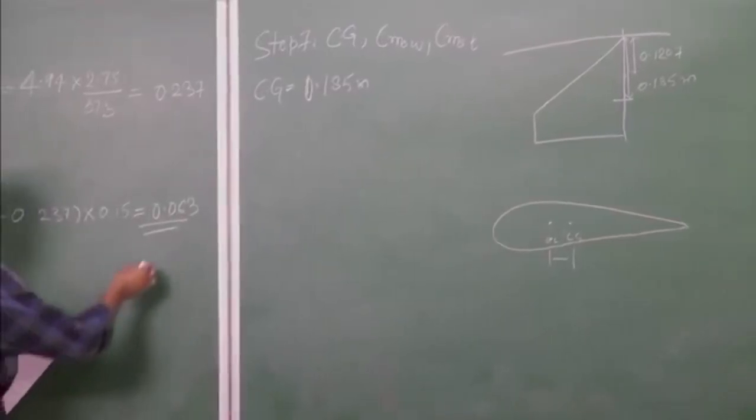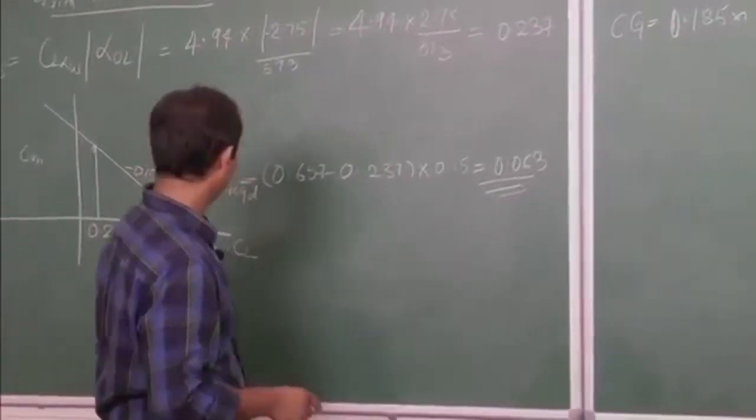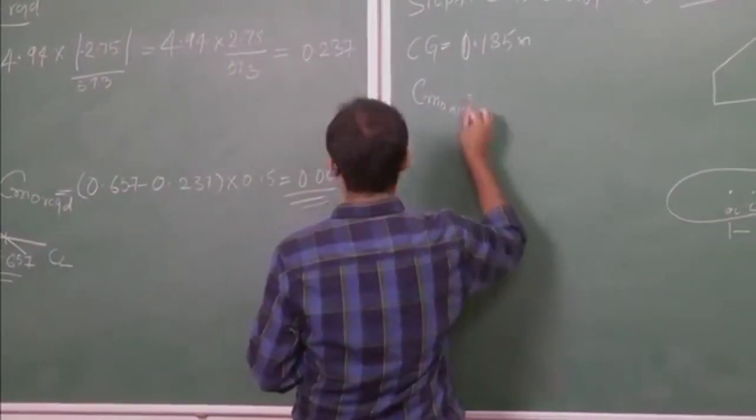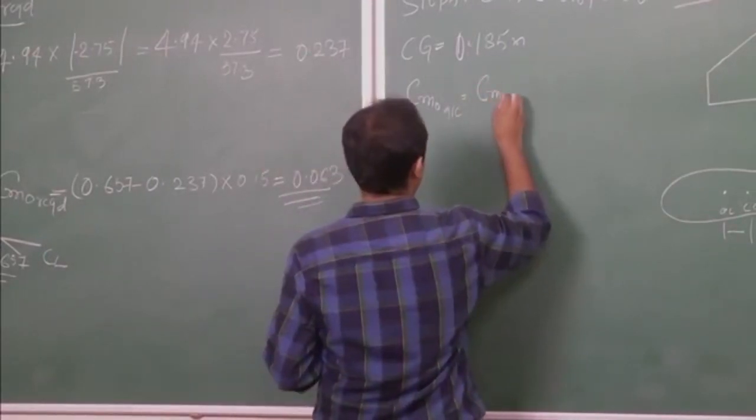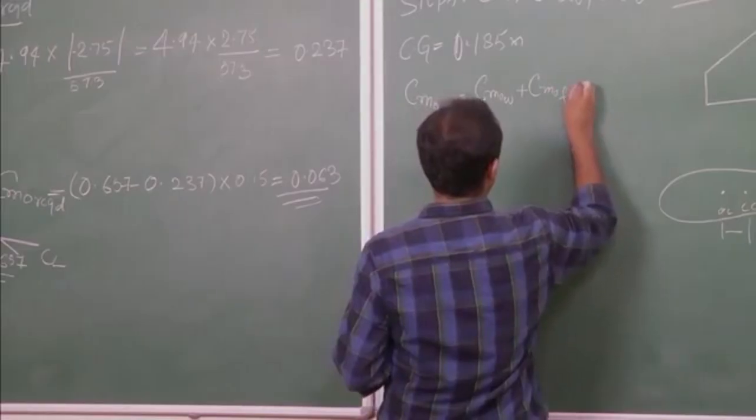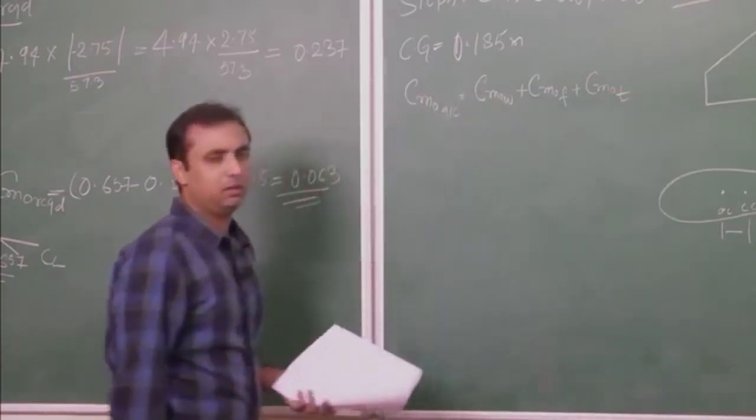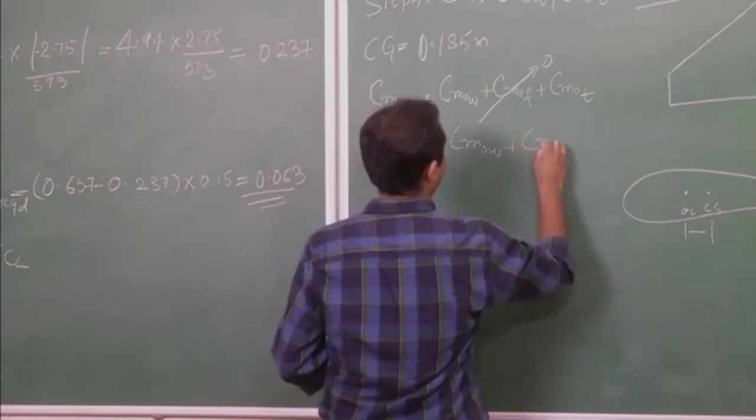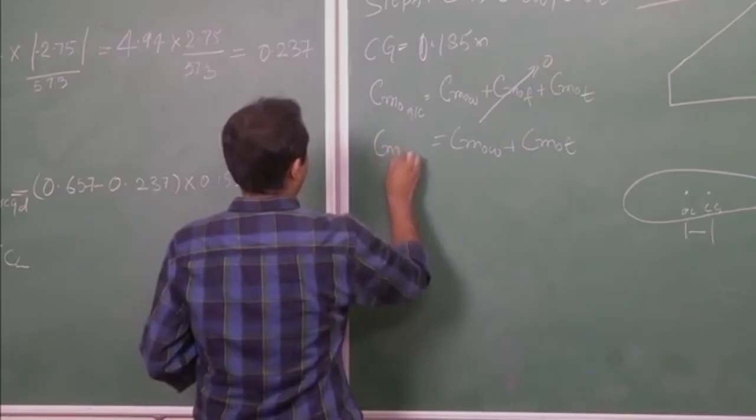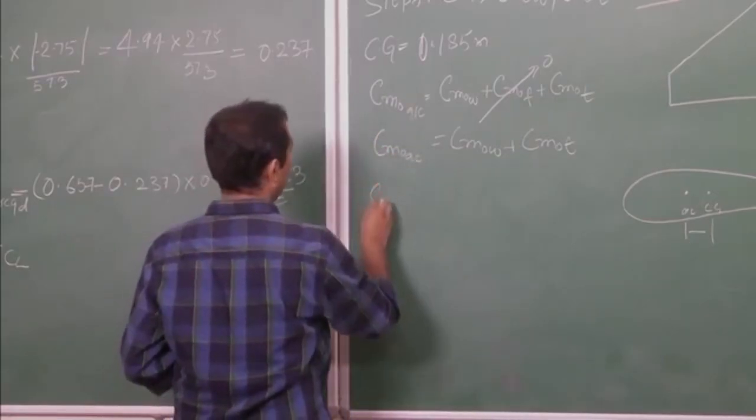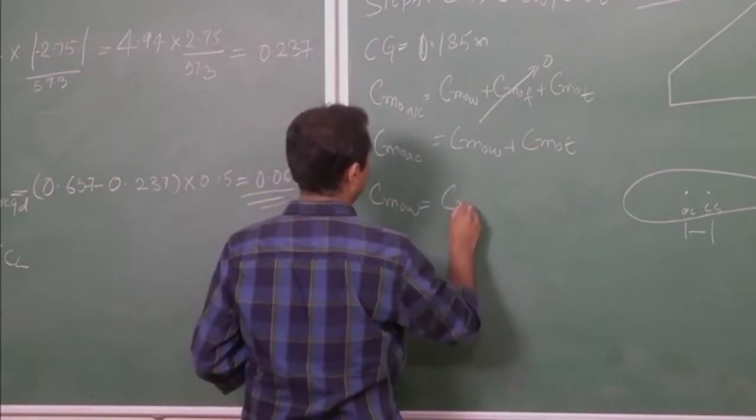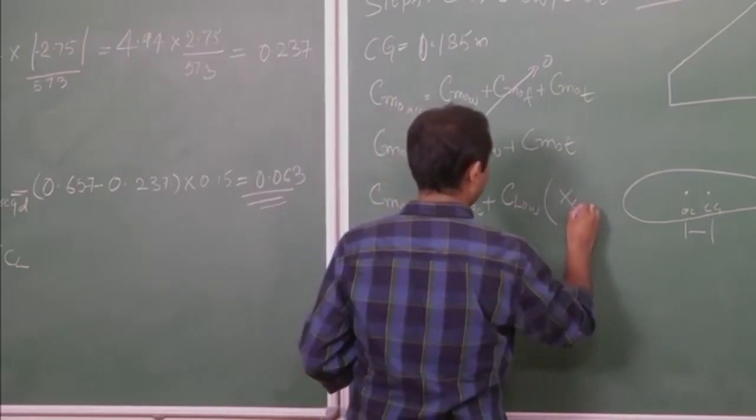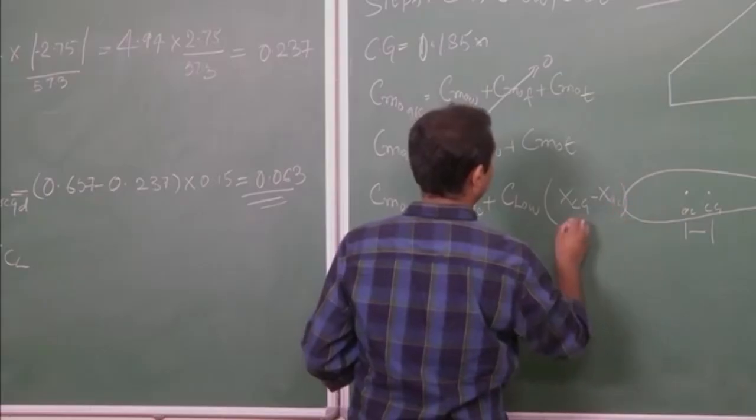We derived that this was a requirement in order to have a static margin of 15% at Cl trim equals 0.657. So the required Cm naught for the aircraft was 0.063, which is a combination of Cm naught of wing plus Cm naught of fuselage plus Cm naught of tail. For simplicity, in our case, we'll neglect the fuselage value. So this will be the combination of Cm naught of wing plus Cm naught of tail equals Cm naught of aircraft. Now Cm naught of wing is equal to Cm AC plus Cl naught of wing into (X CG minus X AC) by C bar.